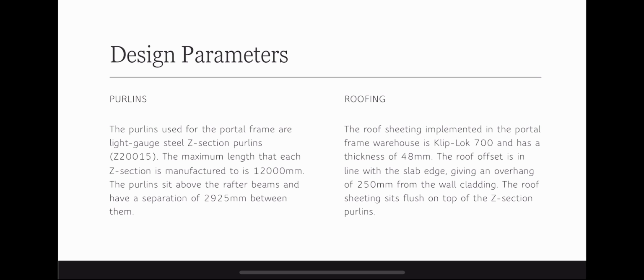The purlins used for the portal frame are light gauge steel Z-section purlins, and the maximum length that each Z-section is manufactured to is 12,000 millimeters. The purlins sit above the rafter beams and have a separation of 2,925 millimeters between them.